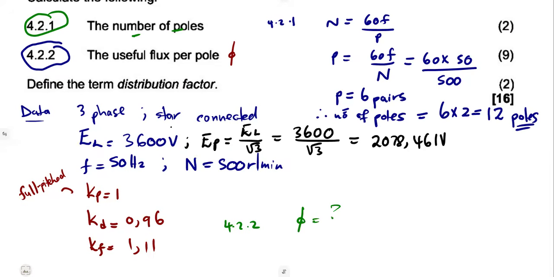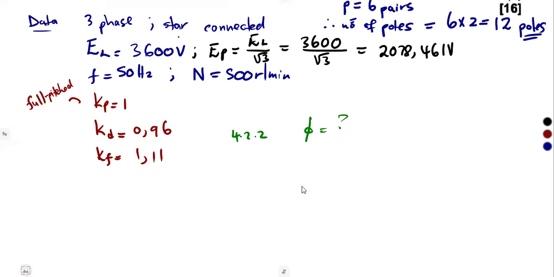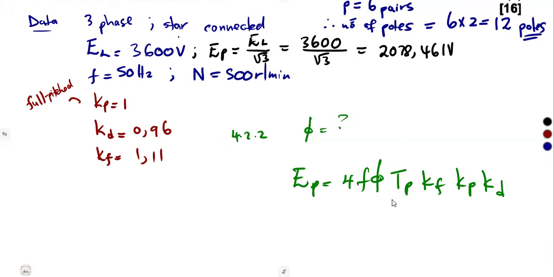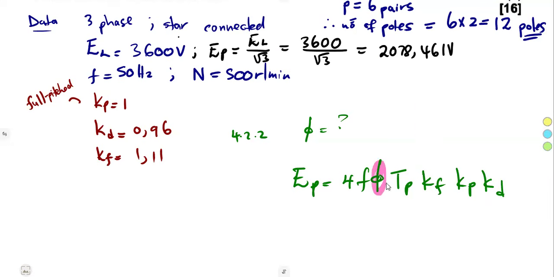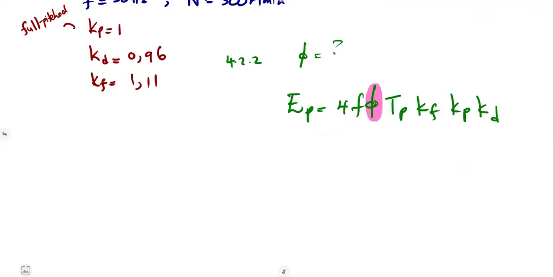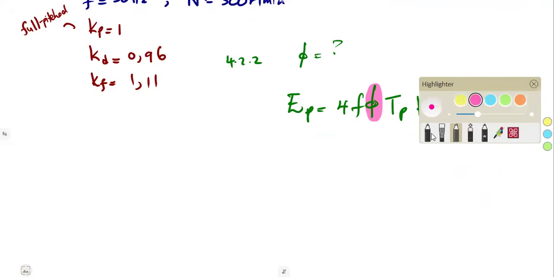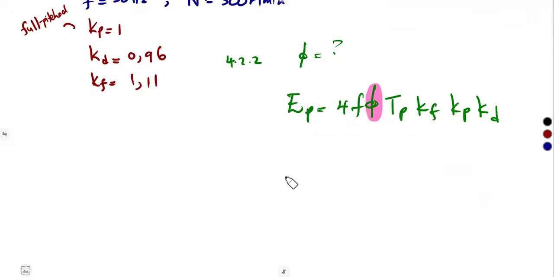Remember this formula. We talked about this, guys. Our induced EMF per phase is going to be 4F, the useful flux that we are considering, then TP, and KF, our pitch factor, our distribution factor. So this is the part that we are referring to. We can make this the subject. We simply have to divide by what we have on the right-hand side. This will be our consideration.